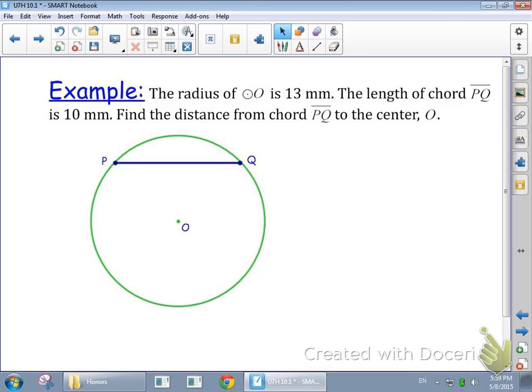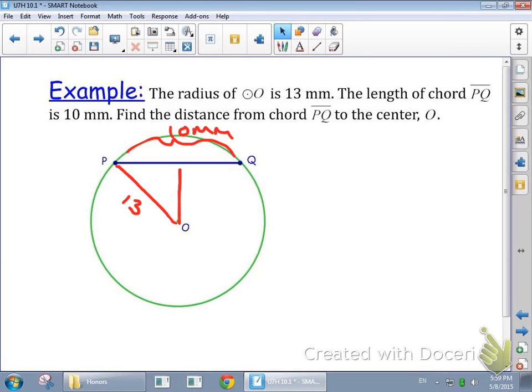So in this example, we have a radius of circle O is 13 millimeters. Okay. The radius goes from the center of the circle to a point on the circle. So I can draw in my radius, OP, and know that that is 13 millimeters. The length of the chord PQ is 10 millimeters. So this whole length here is 10 millimeters. And I'm asked to find the distance from chord PQ to the center O.